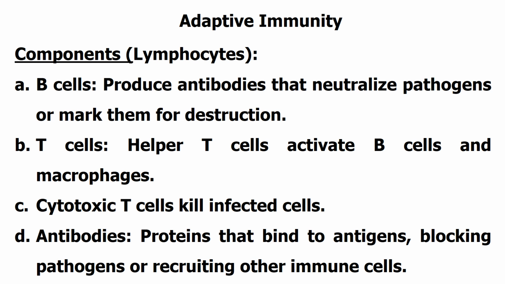There's a subclass of T cells that are called the T helper cells or the helper T cells. The helper T cells help activate B cells and macrophages, B cells especially for the production of antibodies. So the B cells require T helper cells for antibody production.